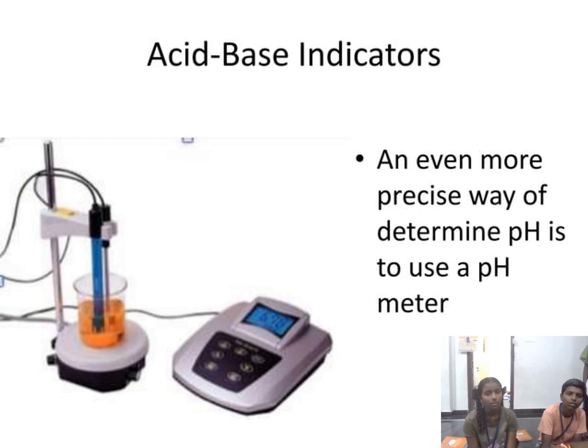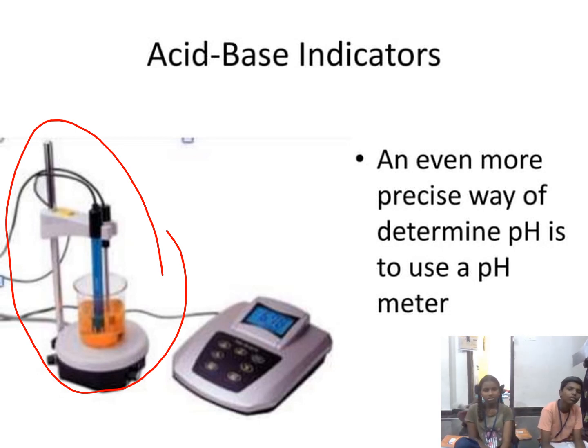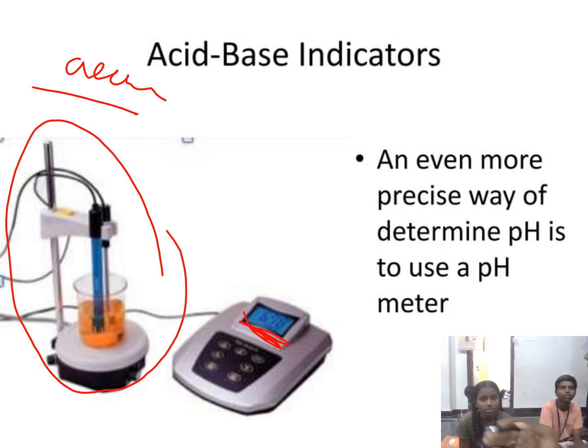An even more precise way to determine pH is to use a pH meter. So this is a pH meter. ఇది ఏం చేస్తుందంటే మనం సొల్యూషన్ తీసుకుంటే దాని దగ్గర పెడతాము. ఈ pH meter ని దాని లోపల ఇన్సర్ట్ చేస్తాము. And we turn on the switch. This is connected to a device. This device will show you the value of the pH. ఈ సొల్యూషన్ యొక్క pH అనేది ఎంత ఉందని మనకి ఇందులో చూపిస్తుంది. So this is a very accurate process to find out whether it is an acid or a base. If the pH is very low, we will call it as strong acid. If the pH is very high, more than 7, then we call it as strong base.